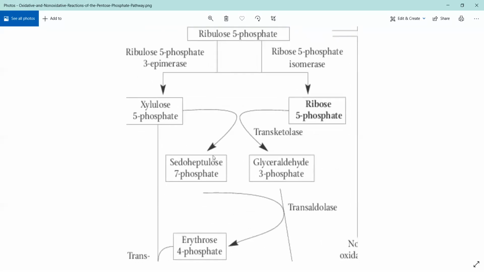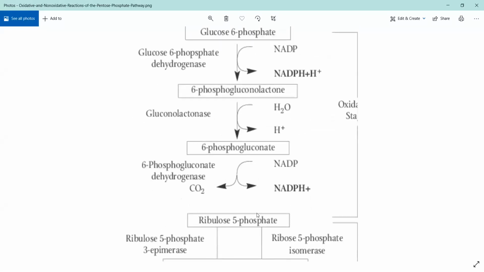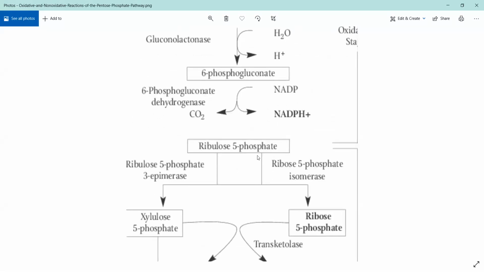This oxidative phase occurs 3 times. So you are getting 3 molecules of ribulose 5-phosphate. The same 4 reactions will occur 3 times. 3 molecules of glucose 6-phosphate will get converted into 3 molecules of ribulose 5-phosphate. Remember, you have 15 carbon atoms at this point, because you have 3 molecules of ribulose 5-phosphate, and 3 into 5 is 15. Just keep it in the back of your mind. You have 3 molecules of 5 carbon, 1 phosphate.